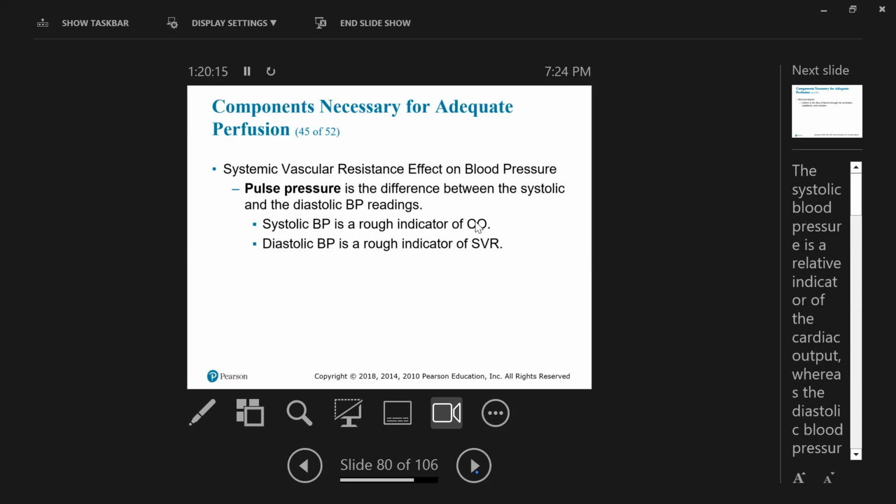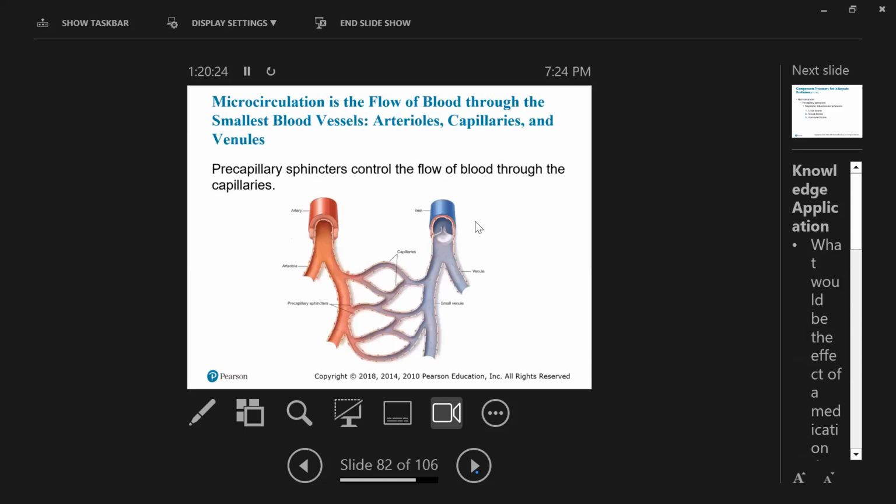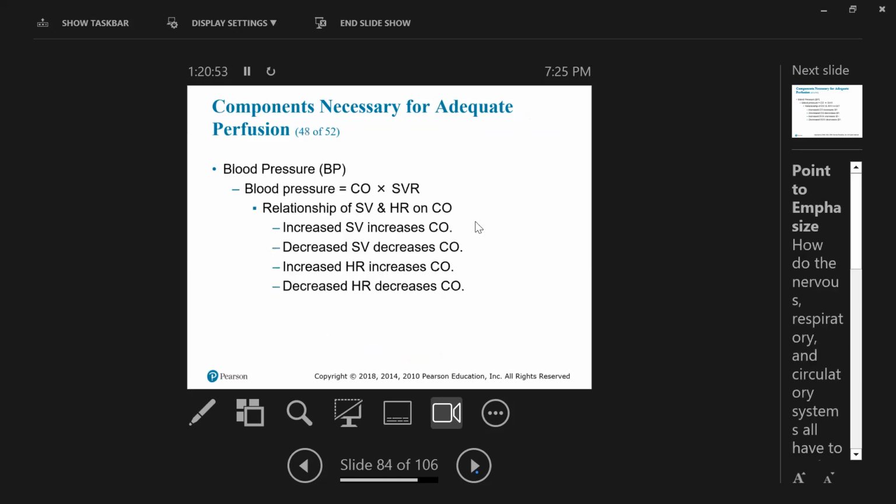Okay, microcirculation refers to the flow of blood through the arterioles, capillaries, and venules, which are small. Now, what you see in the capillaries, if they completely shut down, they increase your blood pressure, because now you don't have waste removal whatsoever and everything is backing up. Regulatory influences on sphincters: you have local factors, neural factors, and hormonal factors. The sphincters are the muscles that surround the blood vessels themselves, specifically the capillaries.